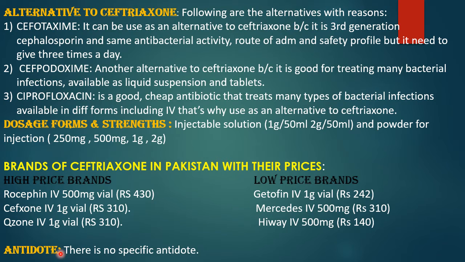What is the antidote? There is no specific antidote of ceftriaxone, but if you are using ceftriaxone more than the recommended dose, then if any symptom or adverse reaction occurs, we have to treat accordingly, with the symptoms. Otherwise we don't have such an antidote of ceftriaxone. So the treatment of overdosage of ceftriaxone should be symptomatic.